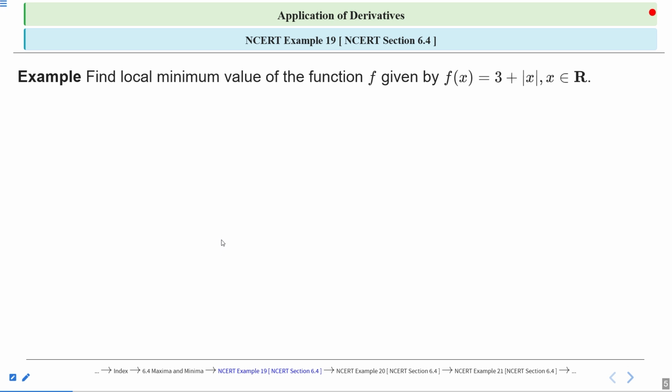f of x will be 3 plus x when x is greater than 0, and f of x will be equal to 3 minus x when x is less than 0, right? Clear? And you can try to find it with the second derivative test. First you will apply f dash x equal to 0 to find the critical point, and after that you can find f double dash x. At the critical point, if f double dash c is less than 0, then we have a maximum value at x equal to c, and if f double dash c is greater than 0, then we have a minimum value of f of x at x equal to c, right? So in this way you can try to approach this question.